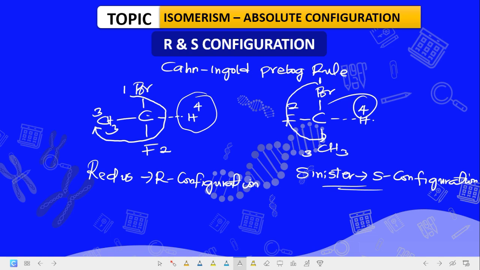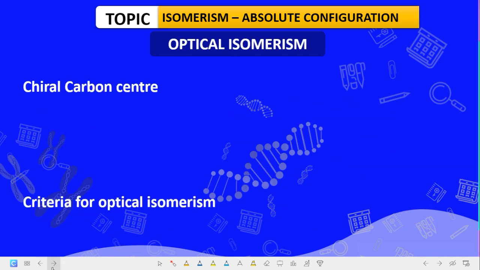So that is that for the R and S configuration. Whenever it is given to you, you should be able to determine if it is the R or the S configuration, depending on the direction. Now, I said if it moves in the clockwise direction, what would you call it? Clockwise, you call it rectus, which is R configuration. While anti-clockwise, you call it sinister or S configuration. So that is that for that particular one.